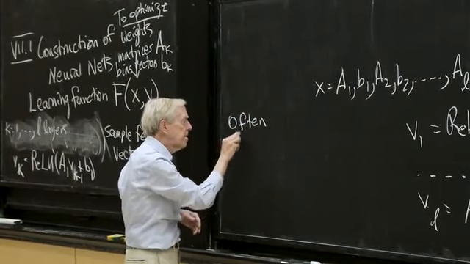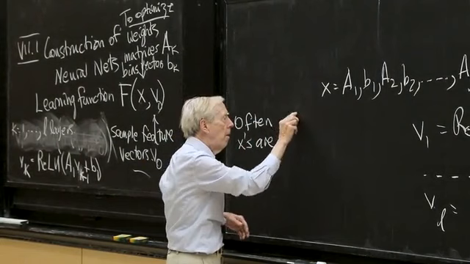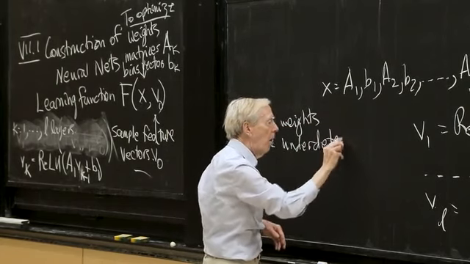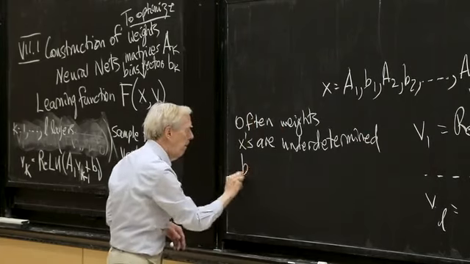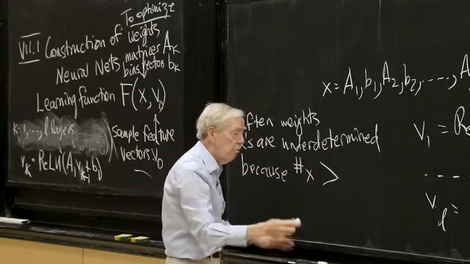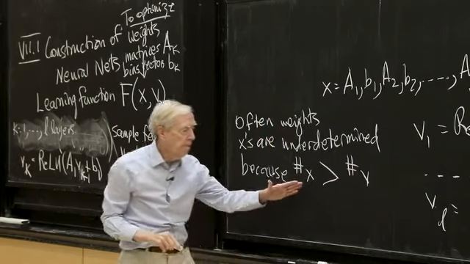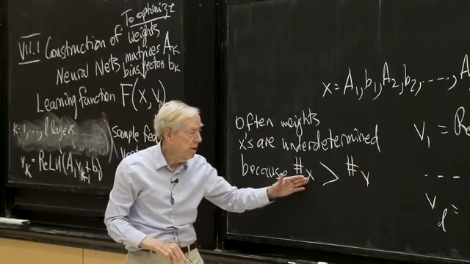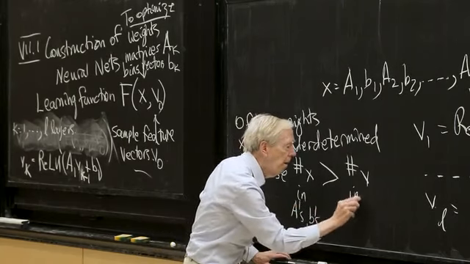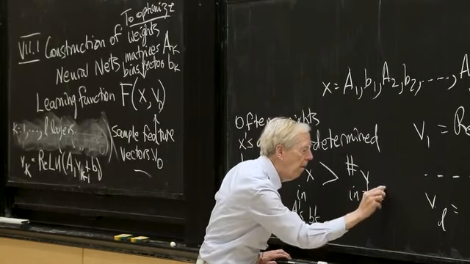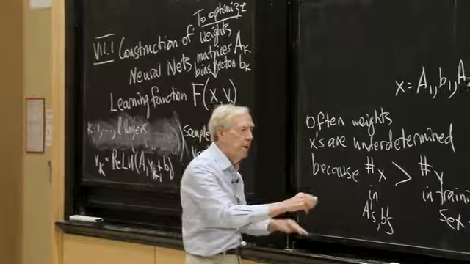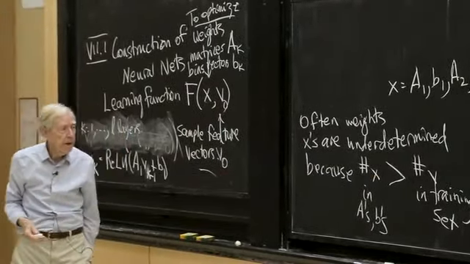So often, I'll just write that. Often the X's, the weights, are underdetermined, because the number of X's exceeds, and often far exceeds, the number of V's, the cardinality, the number of weights in the A's and B's, and the V's are the samples in the training set, the number of features of all the samples in the training set.